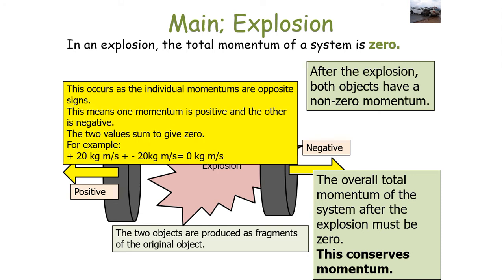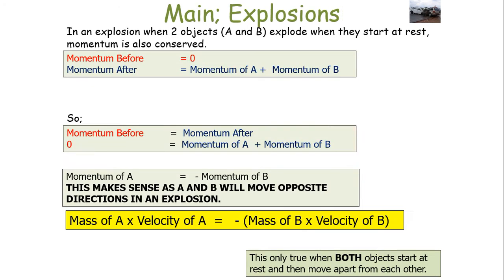So for example, plus 20 kg meters per second and minus 20 kg meters per second equals 0 kg meters per second. So how can you work out an answer in an explosion? In an explosion, two objects A and B explode when they start at rest and momentum is conserved. So we know that the momentum before is 0. Step 2, momentum after must be 0. So 0 equals momentum of A plus momentum of B. Therefore, momentum of A equals minus momentum of B.